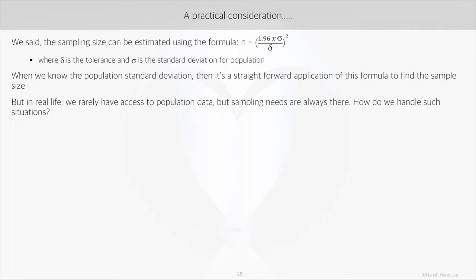But in real life, do we have access to population data? Rarely, right? I mean, population data is very, very rare to be found in a real life process scenario. We actually deal with samples mostly. Then is it right to use a formula which has been derived from a population distribution?